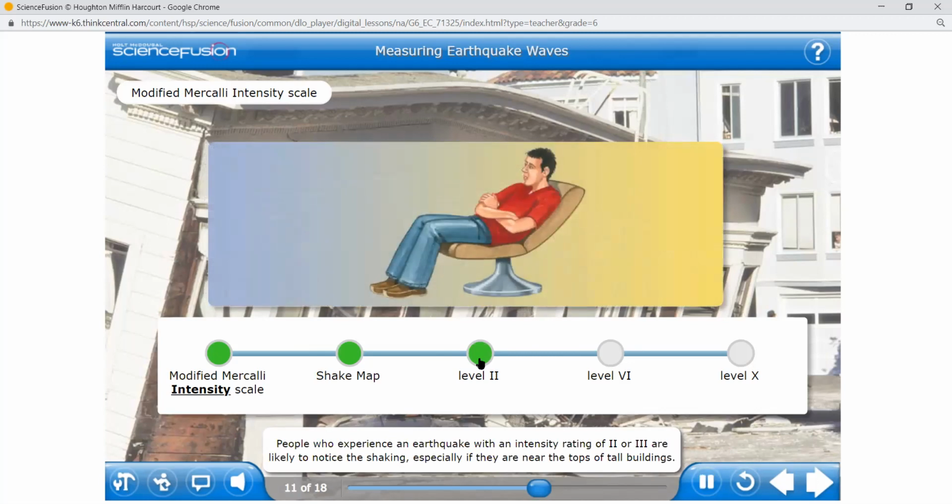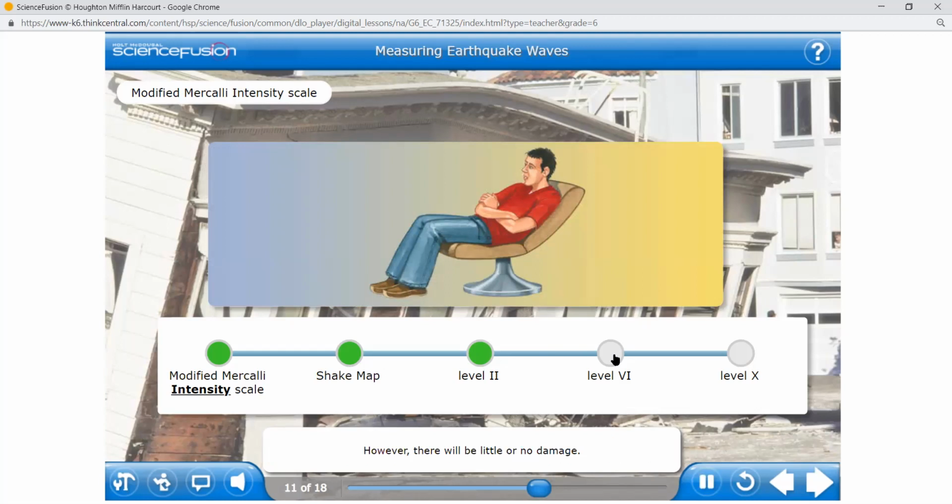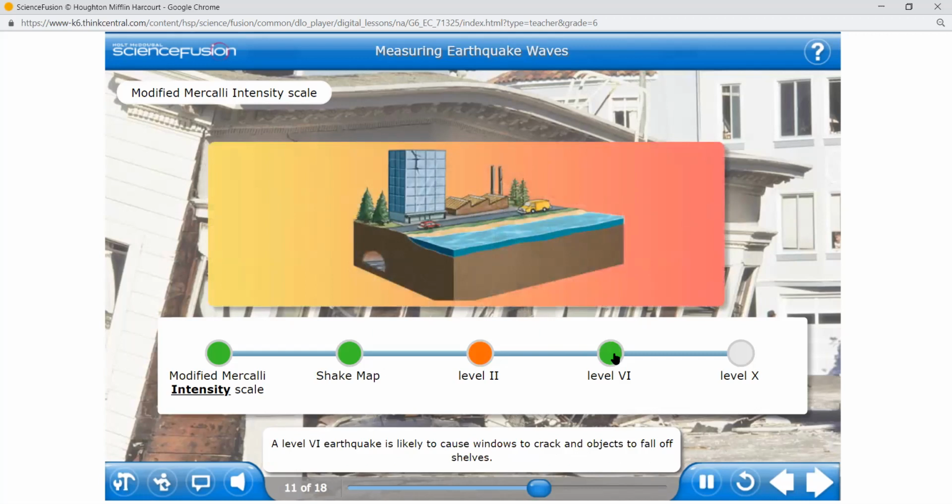People who experience an earthquake with an intensity rating of 2 or 3 are likely to notice the shaking, especially if they are near the tops of tall buildings. However, there will be little or no damage. A level 6 earthquake is likely to cause windows to crack and objects to fall off shelves. When I say level 6, you can remember the magnitude 5, because in magnitude 5, they say that the windows will shake. However, well-built buildings should not suffer structural damage.